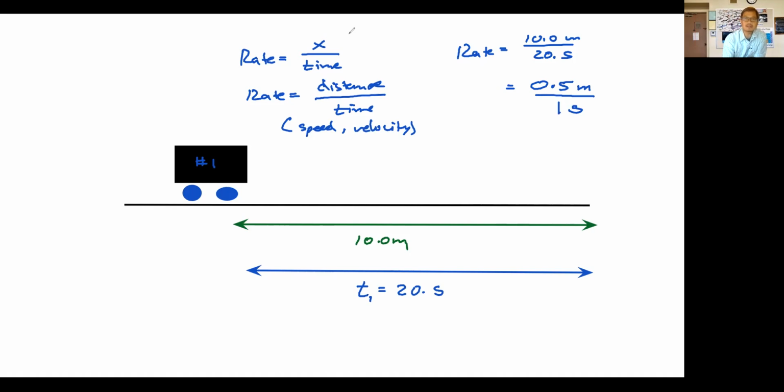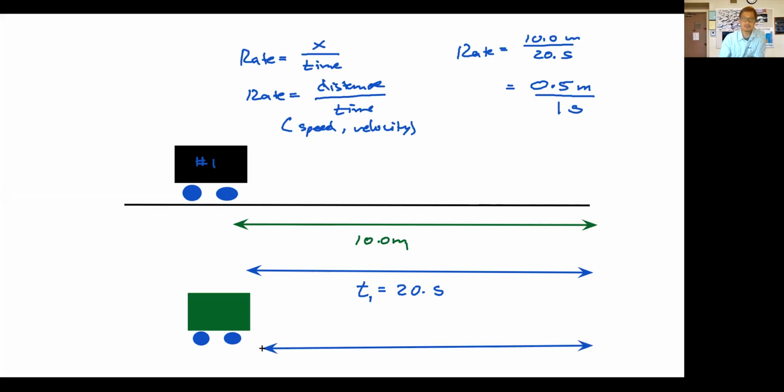Now if we take a second car, and we allow that second car to cover the same distance. So there's car number 2, and that car is going to cover the same distance as car number 1. However, it covers it in a different time interval.